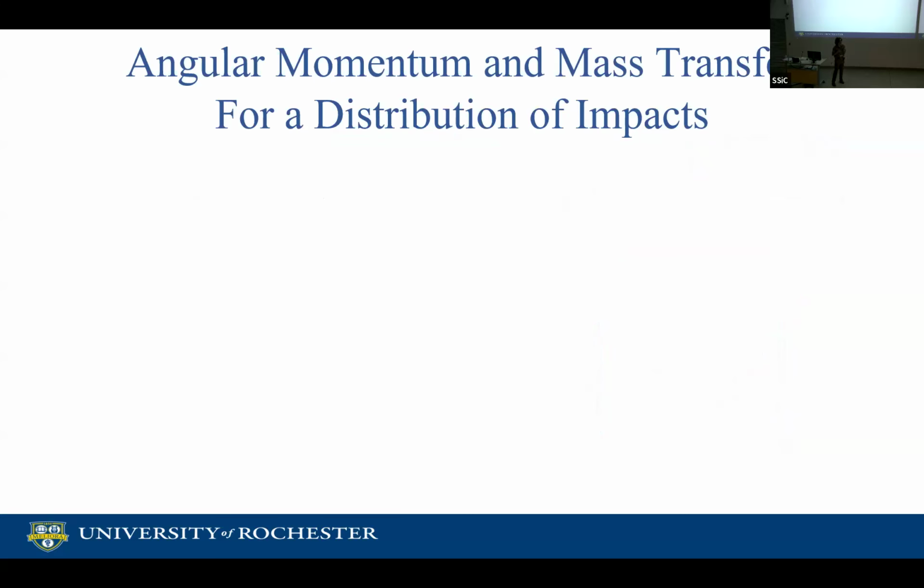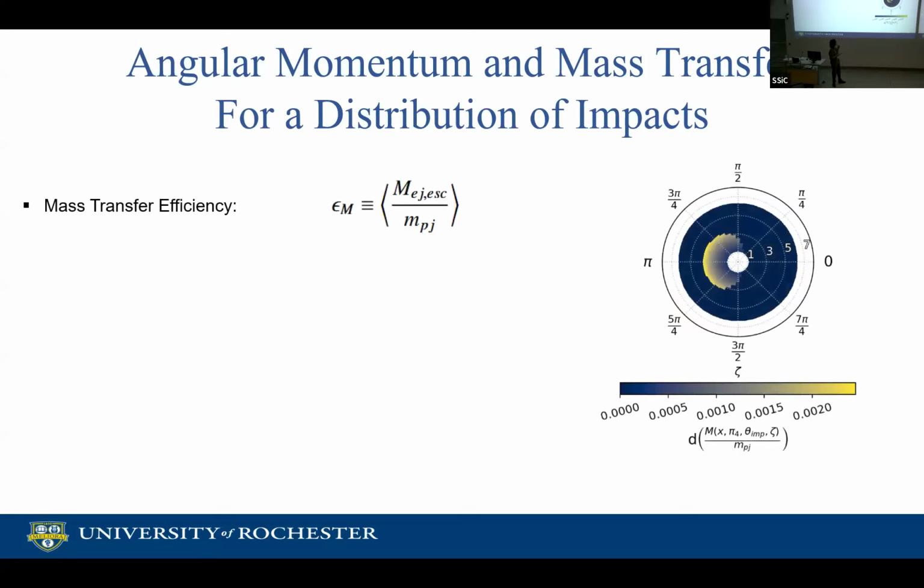Now, just for some context, I defined an angular momentum transfer as well as a mass transfer efficiency for a distribution of impacts. Because I'm not looking at just one impact, but this is an example of a single impact. I'm taking a distribution of impacts across the entire planetesimal surface and then integrating all those up. So the mass transfer efficiency is looking at the average ejecta mass that escapes and then dividing that by the average projectile mass. And if that is above 1, we are in an erosional regime because we're ejecting more mass than the projectile is putting onto the planetesimal. And if you're below 1, you're accreting material.